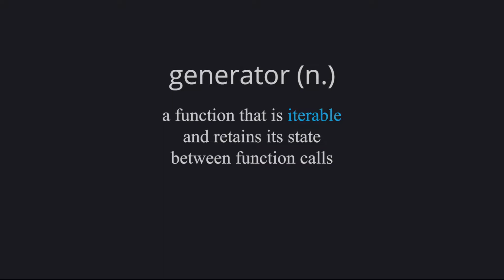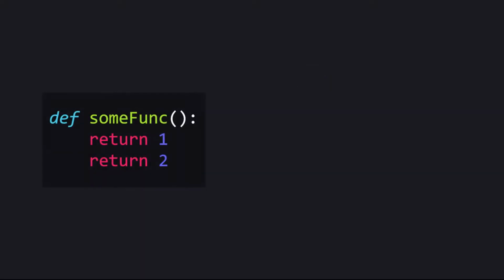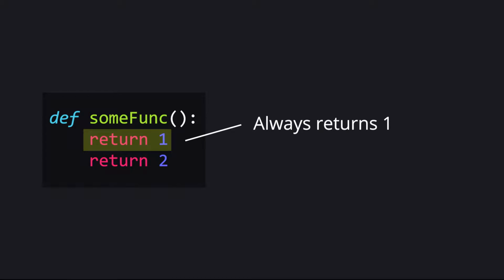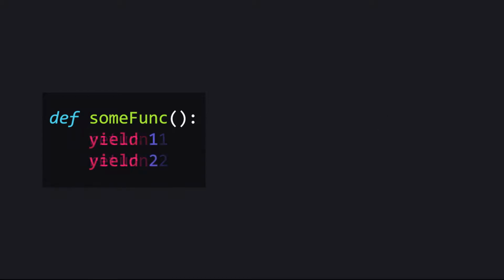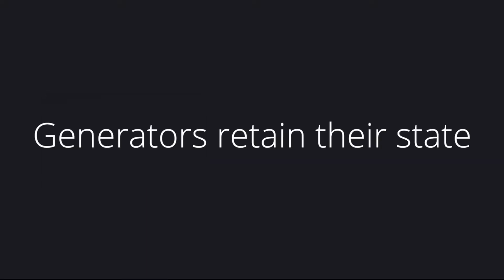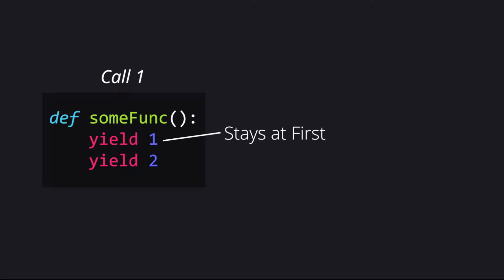For example, consider the following function. That function will always return 1, no matter how many times you call it. But if we make that function a generator, it will return 1 and then 2. Why? Because generators retain their state between calls. So the program will stay at the first return and then move on to the next one.